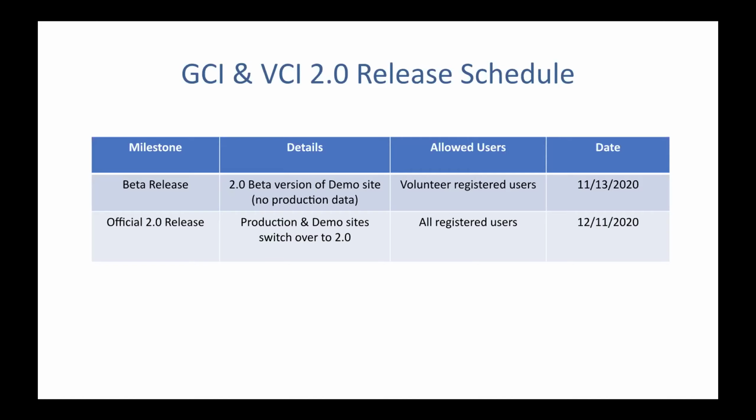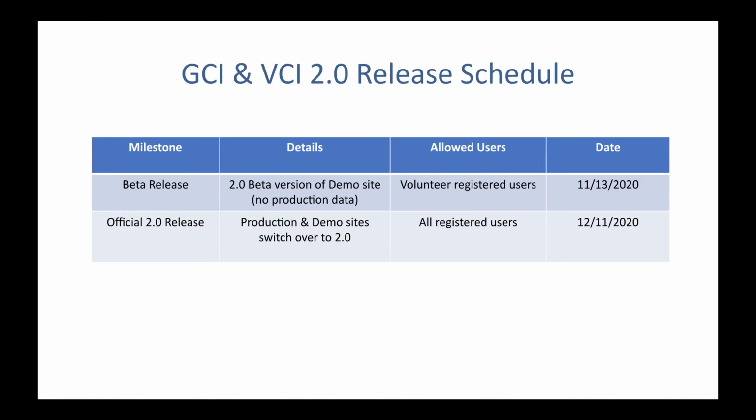And that's going to be a 2.0 beta version of our demo site. So what that means is there will not be any production data. As we do the official release, we will transfer all of the data currently in the production, what we're calling our legacy software, into the 2.0 site so that you'll be able to continue curating within the 2.0 site. We've been testing that data migration as part of our testing, but the beta release that will happen tomorrow will not have any production data.